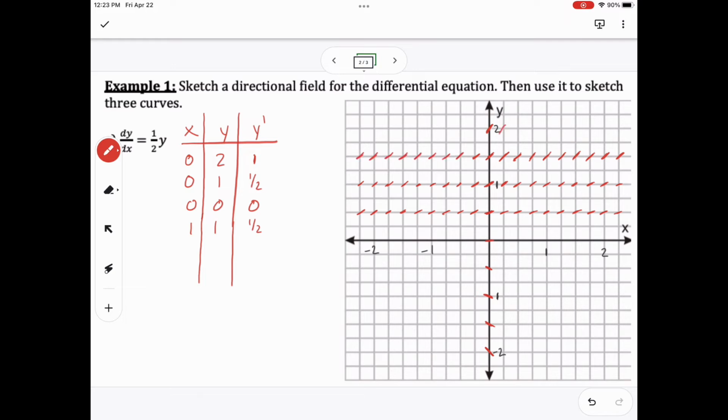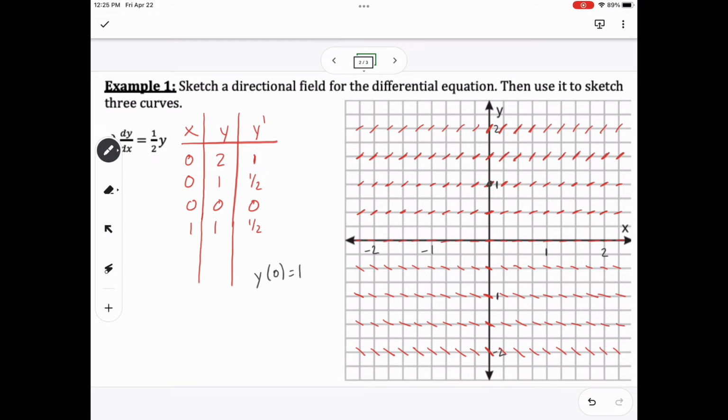If you notice, when I plugged in (0, 2), because of what that equation is, the y value becomes half of what it was, so the slope is 1 at y equals 2. Then as I move down, at (0, 1) the slope was 1/2. At (0, 0) it was 0. At (1, 1) it was still 1/2. Notice that because there's no x in this differential equation, it doesn't matter what the x is. Whatever the y is, the slope will always be the same all the way across. So things above the x-axis will have a positive slope, and things below the x-axis will have a negative slope.